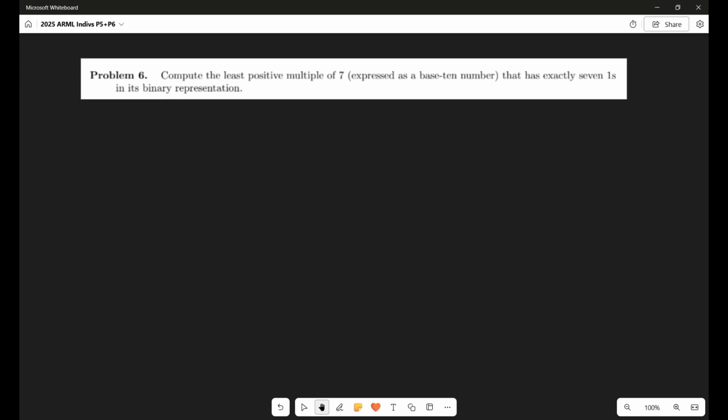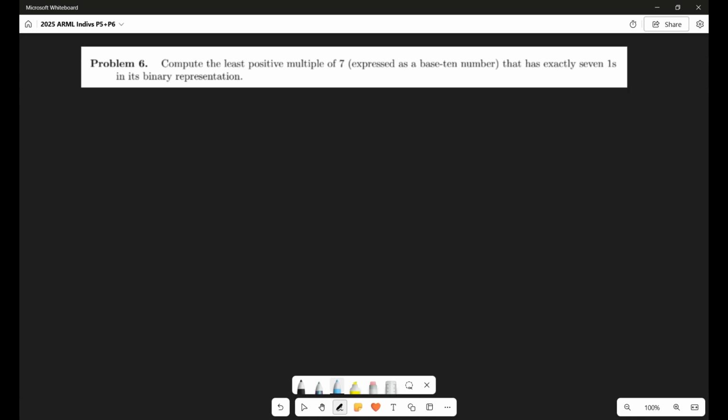Problem 6 reads, compute the least positive multiple of 7, expressed as a base 10 number, that has exactly 7 ones in its binary representation. So we're looking at the mod 7 of a binary number. So let's go ahead and consider each place value separately and try to convert it to mod 7.